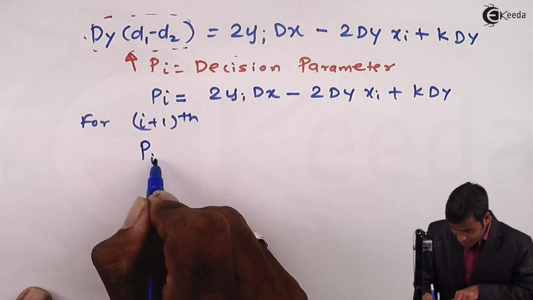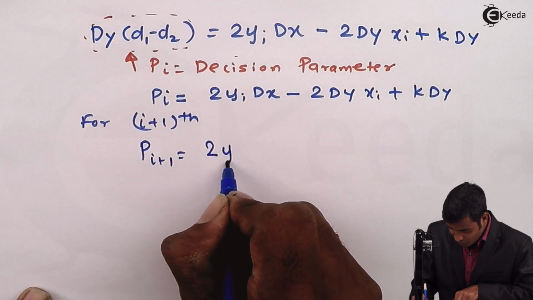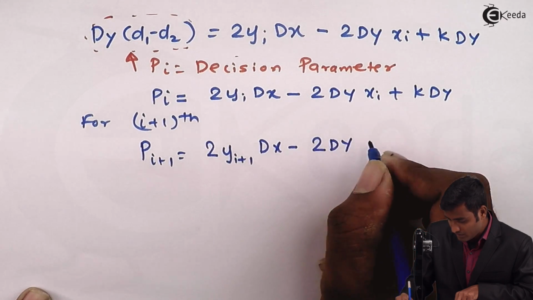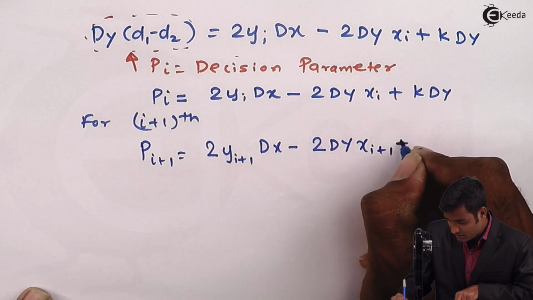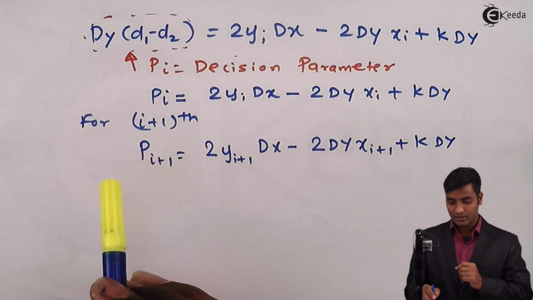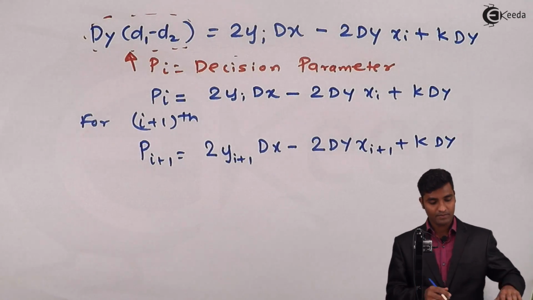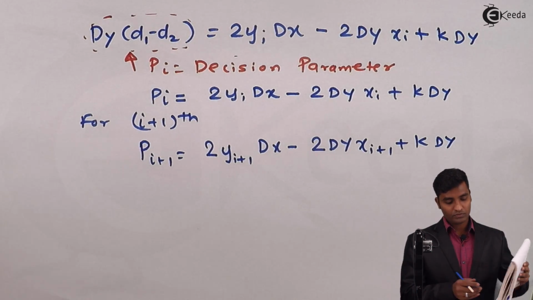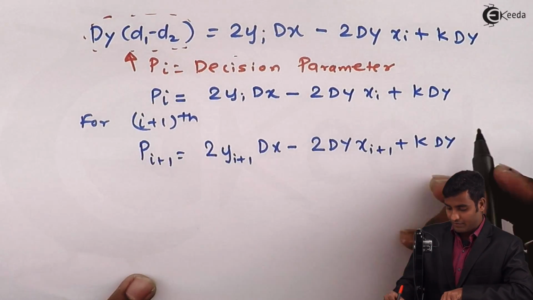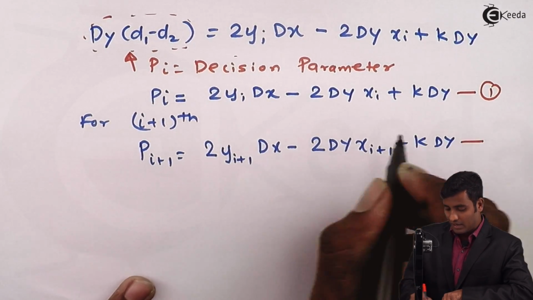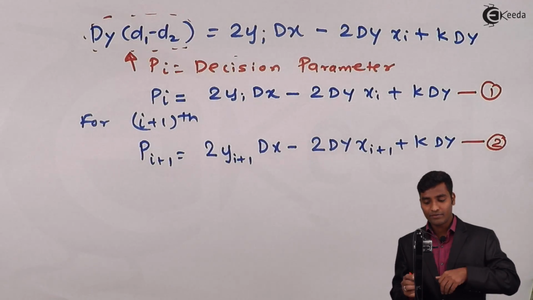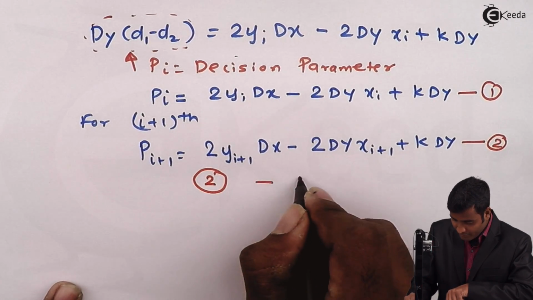So it will become pi plus 1 equal to 2 yi plus 1 into dx minus 2 dy xi plus 1 plus k into dy. So I am just replacing the suffix I with I plus 1 for the I plus 1th pixel. Now I will name this the first equation and the I plus 1th pixel as the second equation. So now I will subtract equation 1 from equation 2.